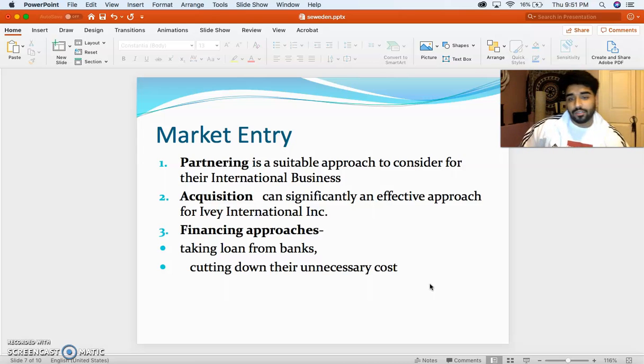Coming up to the third point, which is the financing approach. The financing approach which Ivy International will take is taking loans from banks, and the second is cutting down their necessary cost.